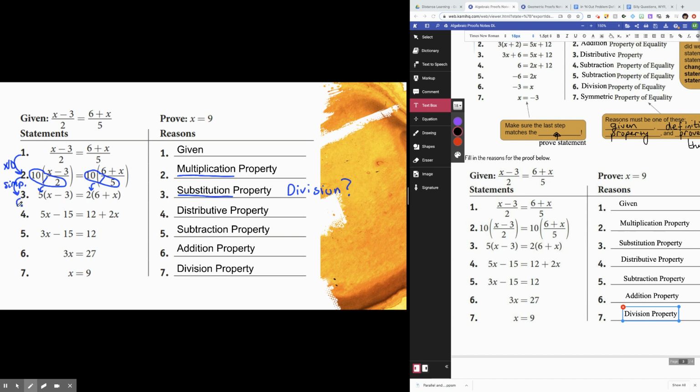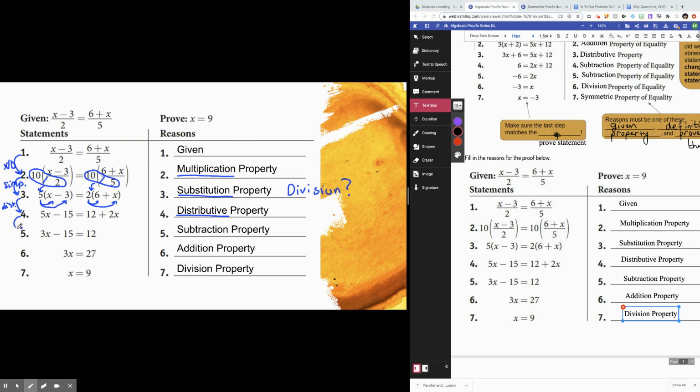All right, so let's take a look. Going from 3 to 4, I want to ask myself what changed, and it looks like I did the distributive property. I took my 5 and I multiplied it through here, and I took my 2 and I multiplied it through, right? So I'm using the same property on both sides. So what allowed me to get to step 4 was the distributive property. That's how I arrived at step 4, so the reason for step 4 is distributive property.